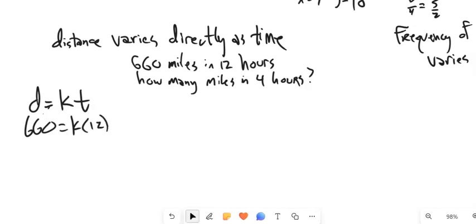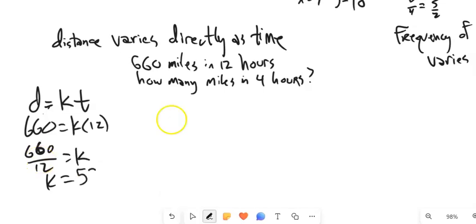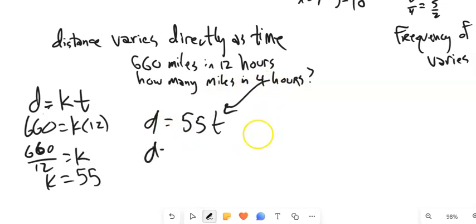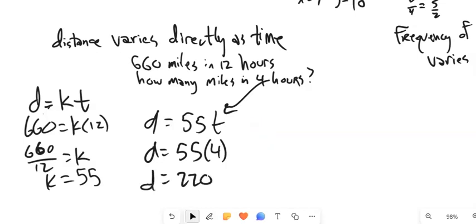If we want to know that constant of proportionality, in this case, it's the rate, we would divide both sides by 12. So that would mean that k equals, I wrote 600, I meant to write 660. It means that k equals 55. Great. So that means my model then is distance equals 55 times t. In this case, if I give some meaning to it, it's traveling at a rate of 55 miles per hour, right? Distance divided by time. So how many miles in 4 hours? Well, then I could plug 4 in for t, d equals 55 times 4, which I think is 220.